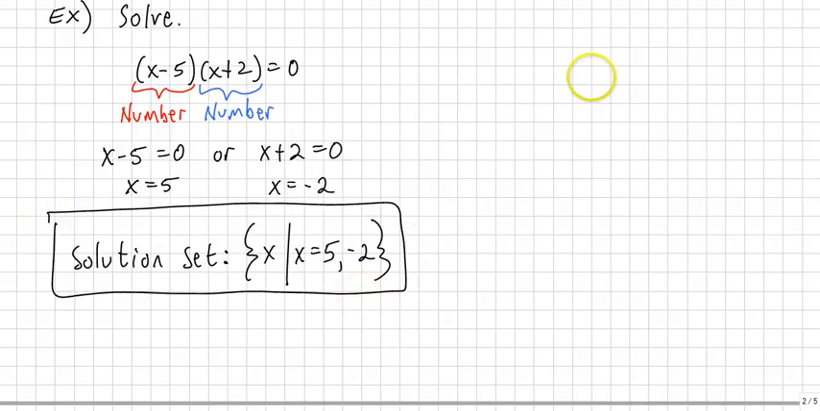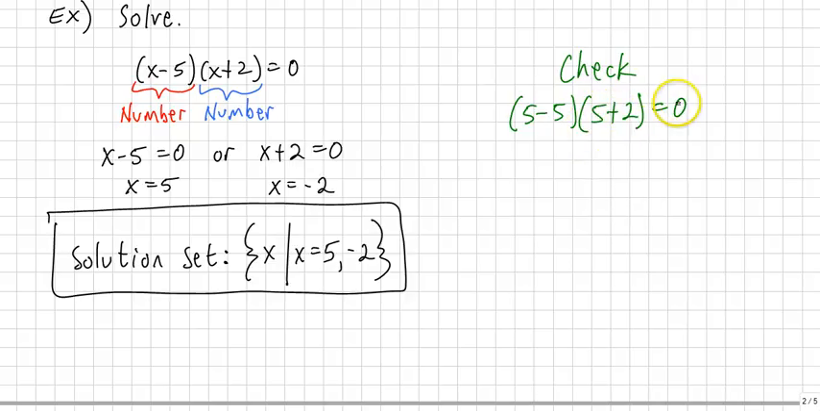Okay, so let's check and see if that really does work. So let's try x equals 5. Let's plug in 5 for x. And we get 0 times 7 is 0. Well, that's true. So x equals 5 is definitely a solution.